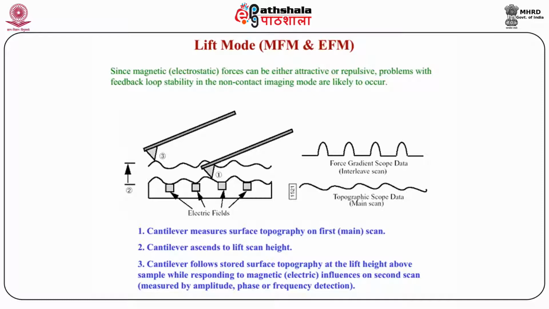Cantilever measures surface topography on the first scan. Cantilever then lifts to the scan height. Cantilever follows the stored surface topography at the lift height above the sample while responding to magnetic, that is electrical, influences on the second scan, measured by amplitude, phase and frequency detection.